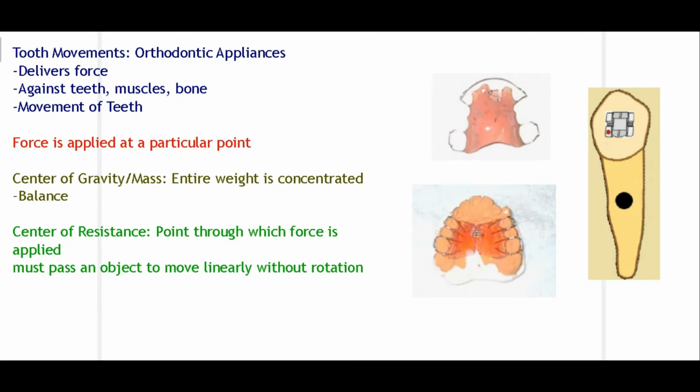For example, you can see in this diagram, this is a tooth. This point is the center of resistance. Now, when the force passes directly through this point, it will result in translation movement. That is, the crown and the root both will move in the same direction. But when we apply force, for example, above this point, this will most likely result in tipping movement. That is, only the crown will move, the root will not move. So these are some basic points regarding tooth movement.